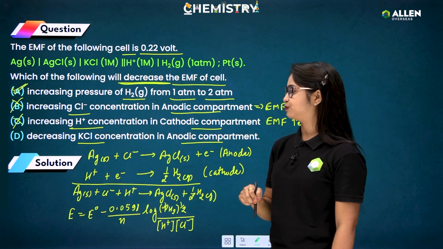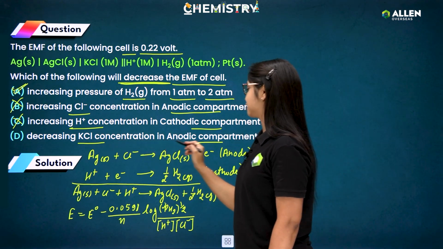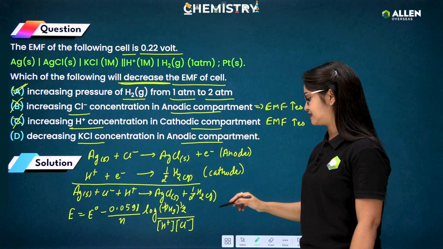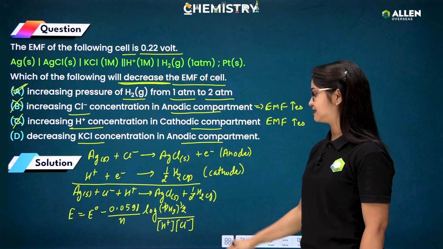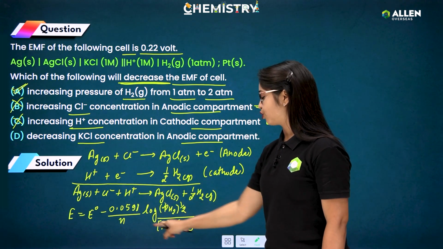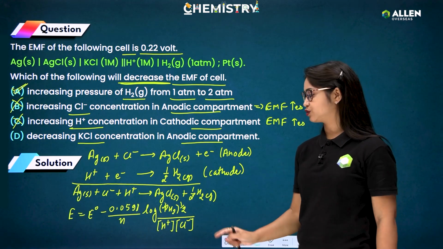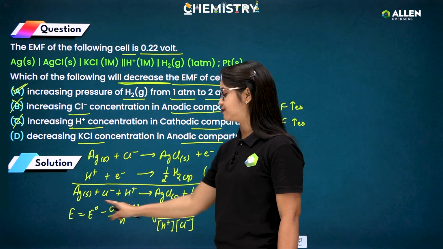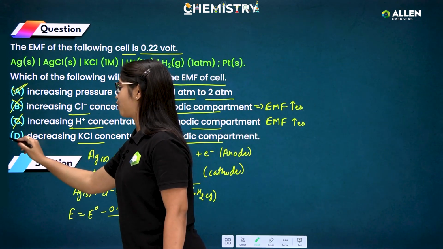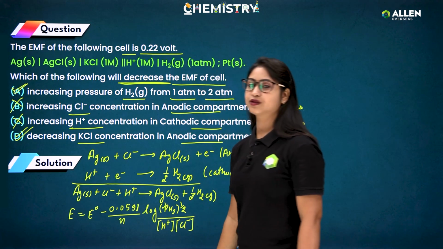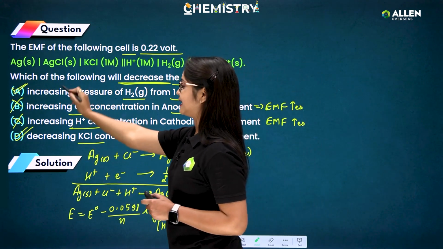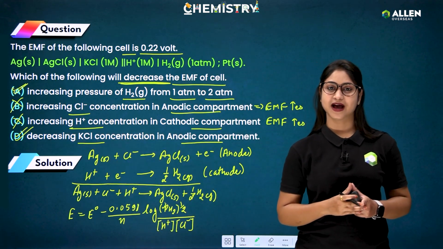Now the last, option D, decreasing KCl concentration in the anodic compartment. Decreasing KCl concentration means Cl minus ion concentration will decrease. So this whole value will increase. Negative value increase means the EMF of the cell will decrease, right? So by option D also, the EMF of the cell will decrease. So that's why here option A and option D, both options are correct.